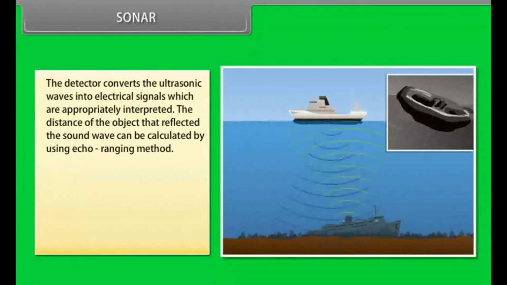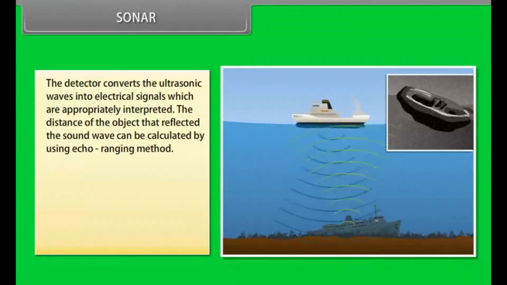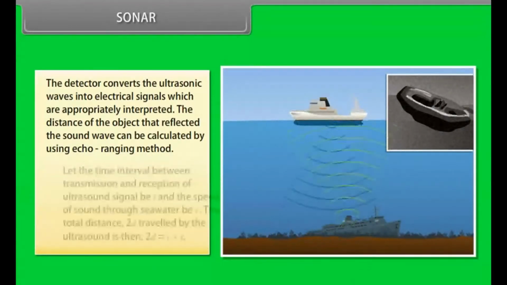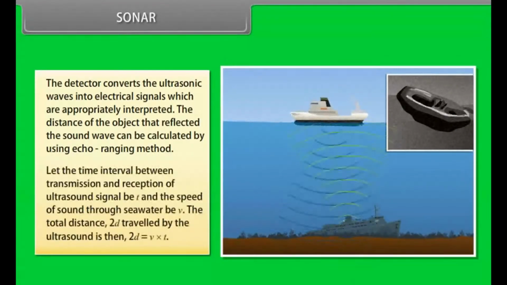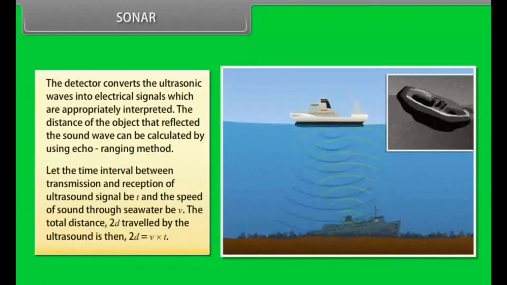The distance of the object that reflected the sound wave can be calculated by using echo ranging method. Let the time interval between transmission and reception of ultrasound signal be t and the speed of sound through seawater be v. The total distance 2d traveled by the ultrasound is then 2d = v × t. This is the echo ranging method.